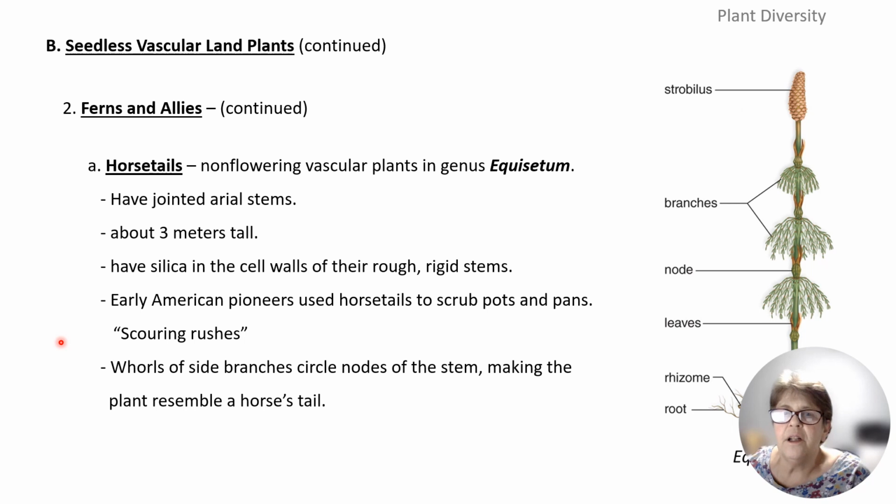They have silica in their cell walls in the stem. So silica is like a glassy type of substance, and pioneers actually used to use horsetails to scrub their pots and pans. That's why they're called scouring rushes. So horsetails, because sometimes they'll look like horsetails if you turn that upside down, but scouring rushes because they used them to scour the pans, and that's because of the silica in their cell walls. So whorls of side branches circle the nodes of stems, making the plant resemble a horse's tail.